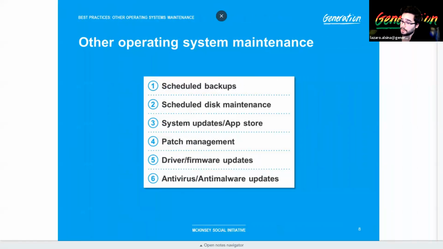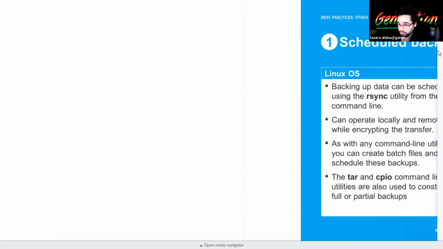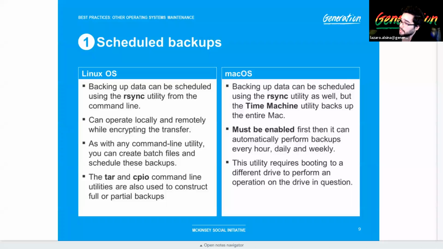Now, we're going to start talking about basic maintenance for both these other operating systems, Mac and Linux. I'm going to go based on these orders: schedule backup, schedule disk maintenance, system updates and apps, patch management, driver firmware updates, and anti-malware updates as well. So we got here on the left side the Linux OS, and then on the right side, we have the Mac OS. Chris, can you please tell us what's going on the Linux side? What can we do here to help with schedule backup?